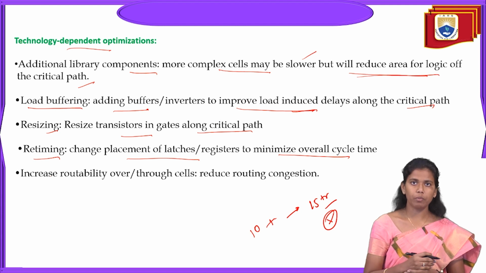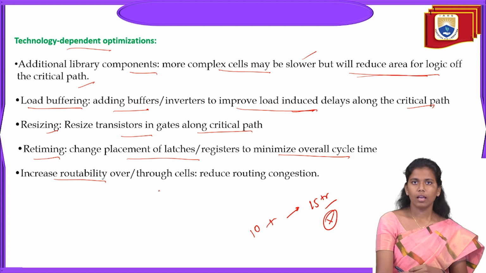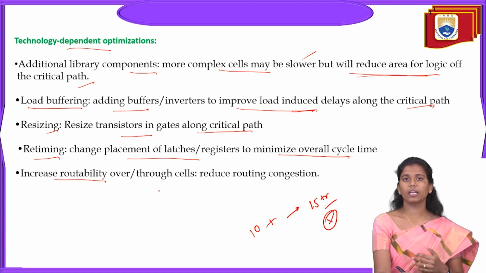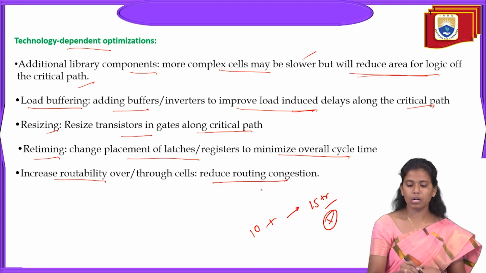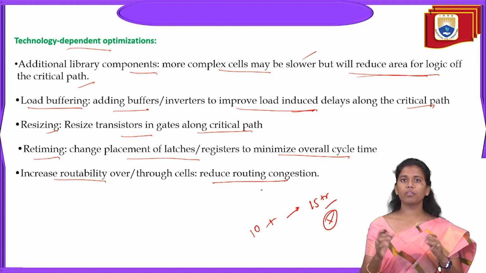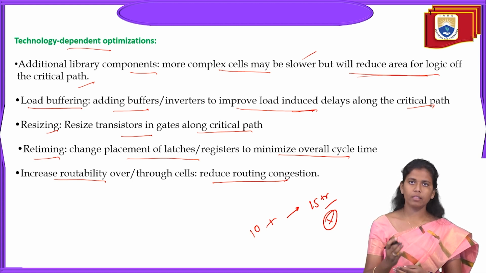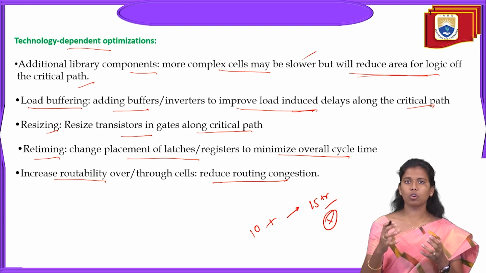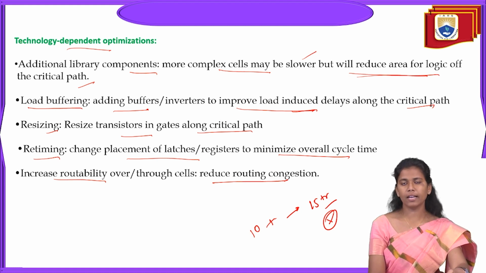This is one more advantage. And then increase routability over or through cells. After retiming, we can increase the routability through the cells or over the cells. That means we can reduce routing congestion, that is, reduce the traffic between the devices. The complexity of the connections among the peripheral devices can be reduced.